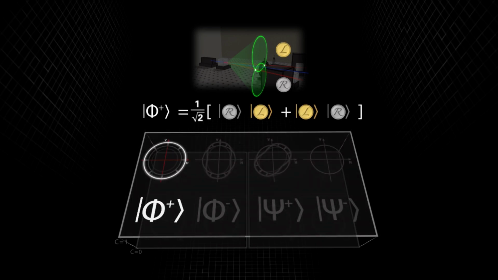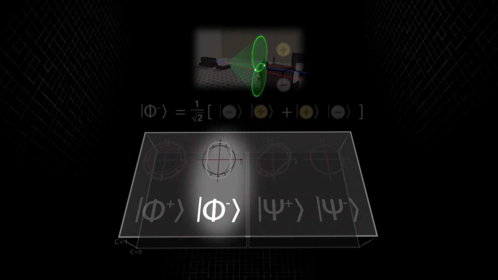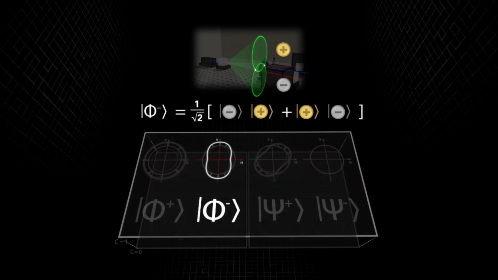The rotationally symmetrical entangled state, omega omega, is usually termed as Bell state phi plus. Here, we show the Bell state phi minus, describing the superposition of plus 45 degrees and minus 45 degrees polarized photons.